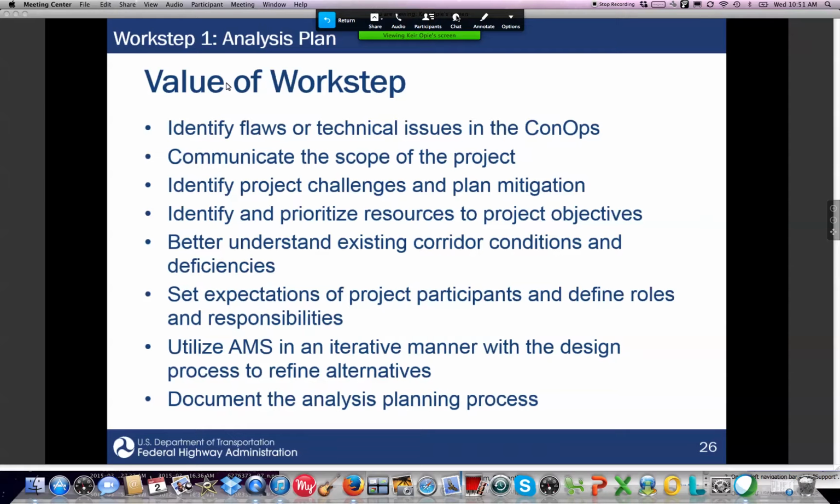And again, looking at the analysis plan, you have to lay all this out on the table, and it forces you to look at these elements. I completely agree with your point.